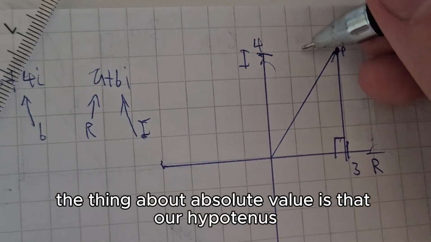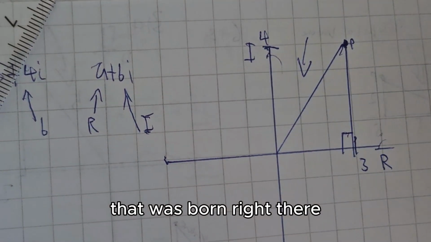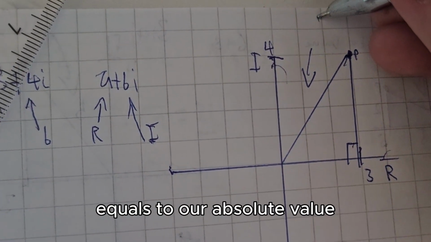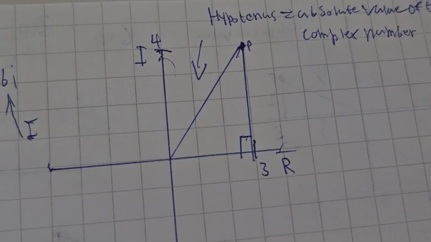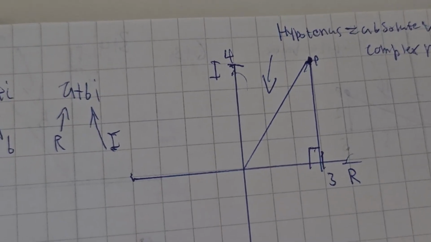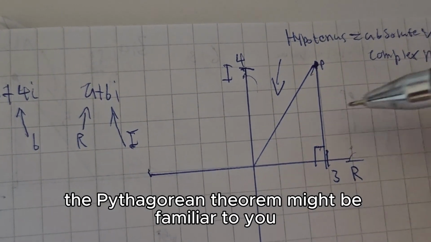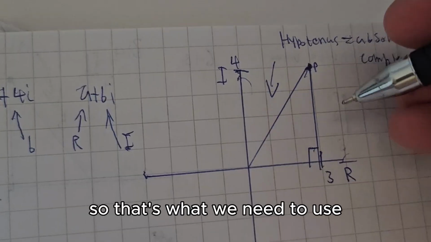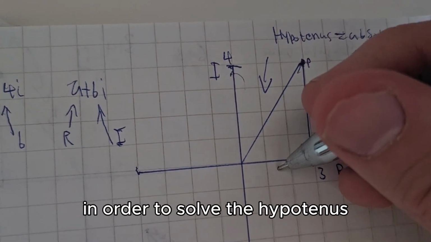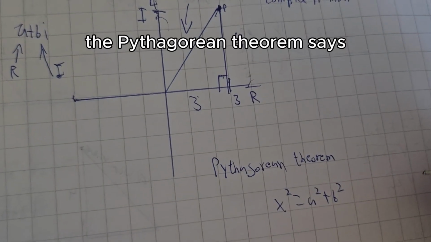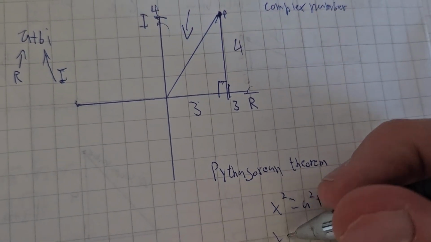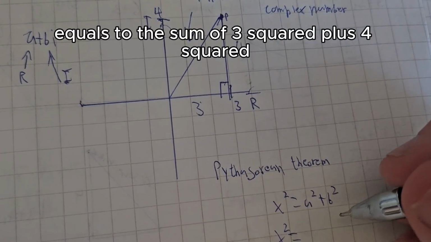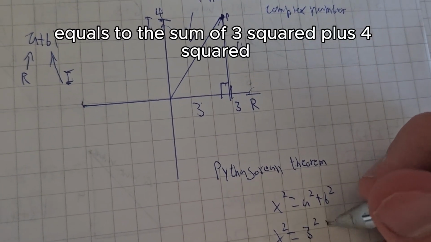The thing about the absolute value is that our hypotenuse that was born right there equals our absolute value. So hypotenuse is the same as absolute value. The Pythagorean theorem might be familiar to you, so that's what we need to use in order to solve the hypotenuse. The Pythagorean theorem says that the hypotenuse squared is equal to the sum of the legs squared. So our hypotenuse in this case equals the sum of 3 squared plus 4 squared.